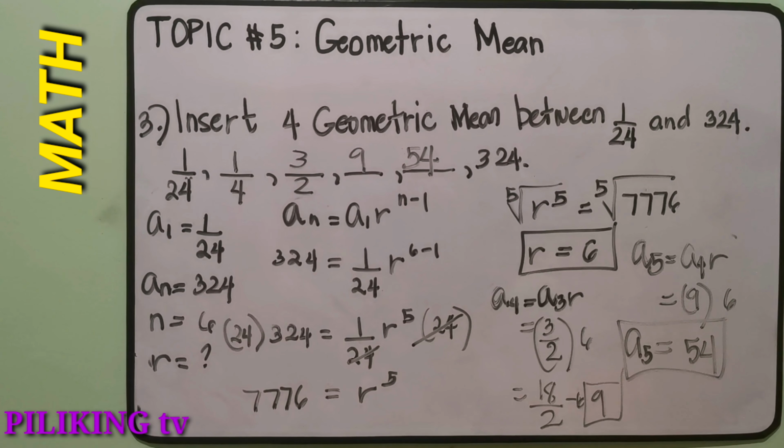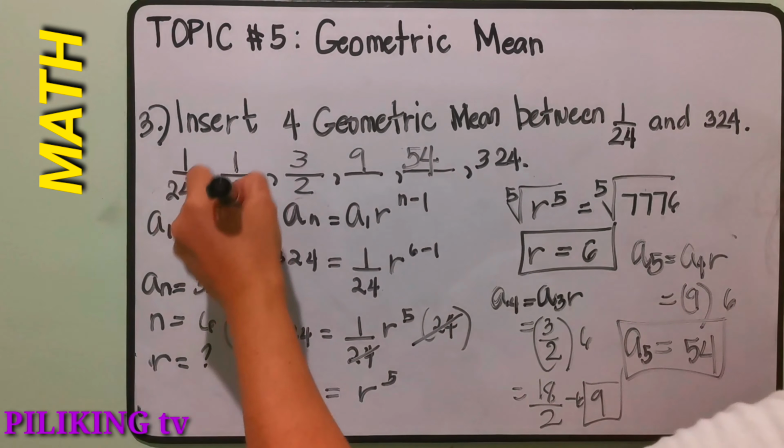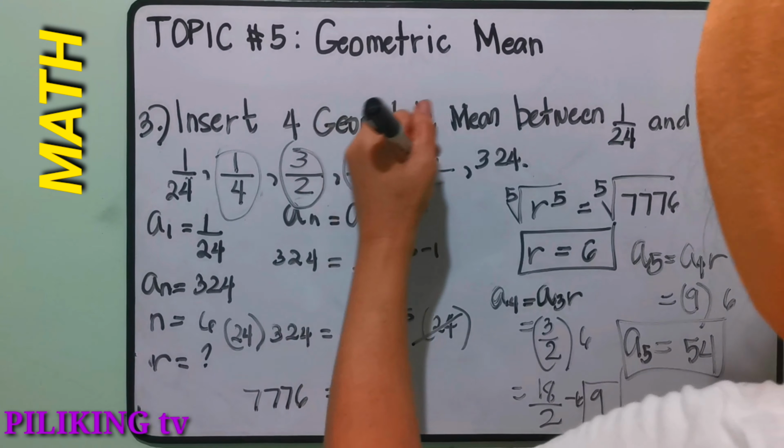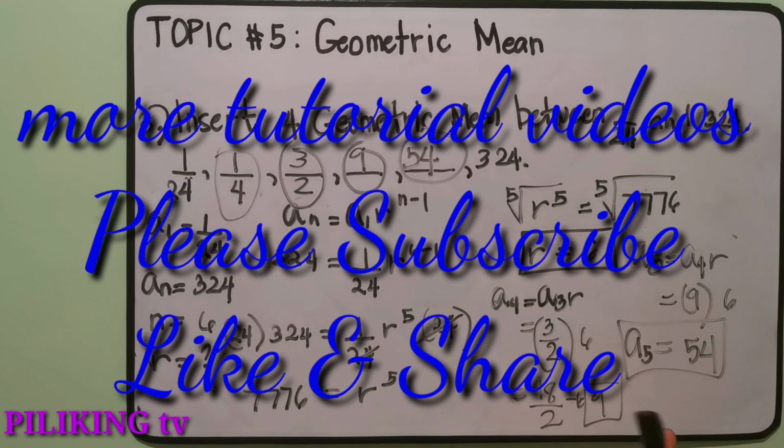Okay, so what are the four geometric means between 1 over 24 and 324? We have 1/4, 3 over 2, 9, and 54. Okay, that's all for today.